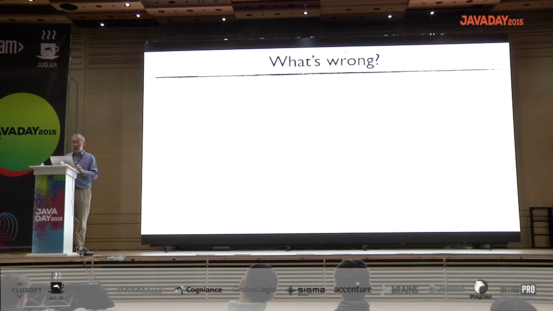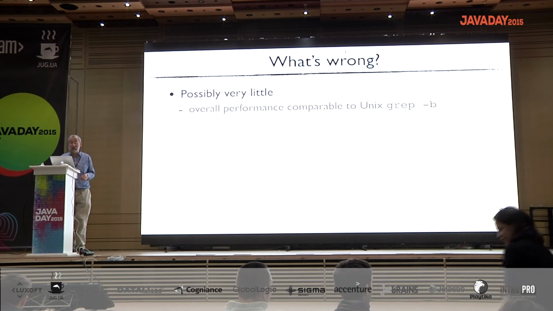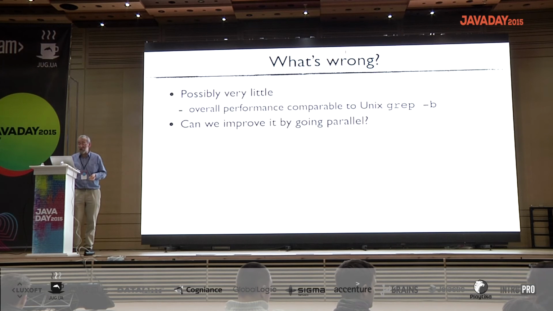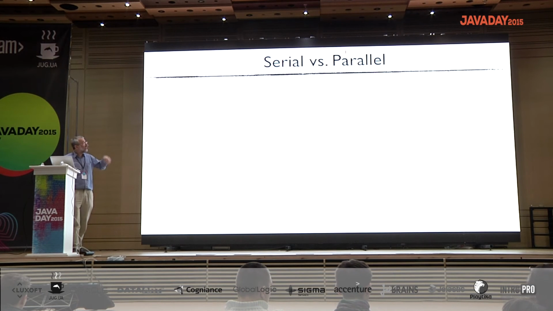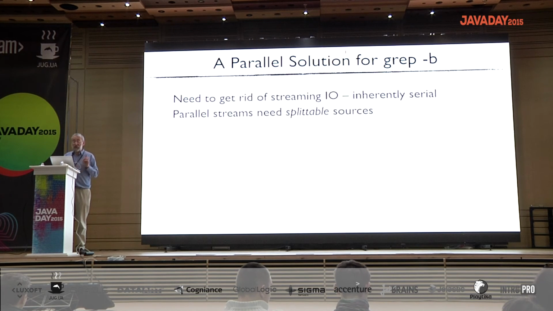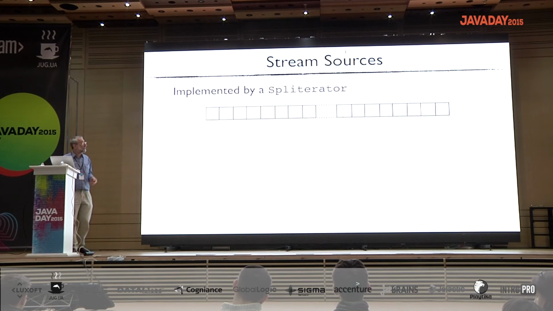Let's get past this. So the question is, what's wrong? Possibly very little is wrong, because actually this thing doesn't perform that badly compared to grep-b. But the question is, could we improve it by going parallel? And the answer is, well, I'll skip over this, because there are problems that I don't really want to talk about here. But the biggest single problem is this streaming I/O. So the streaming I/O is inherently serial. And parallel streams need splittable sources, or else you're not really going to go parallel. Here's my little demonstration of how the splitterator works, which is the source of a parallel stream.